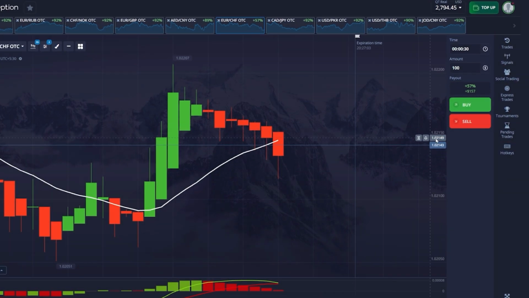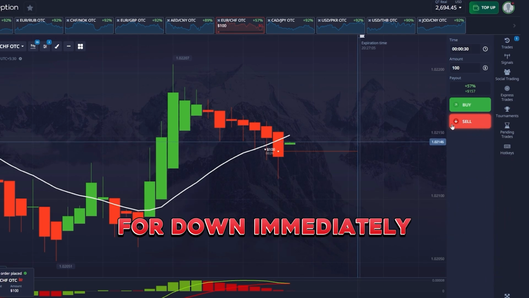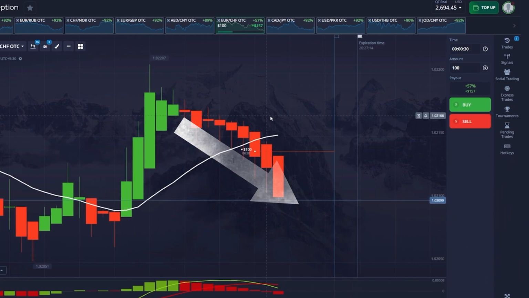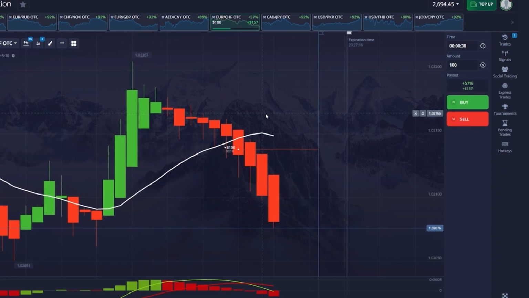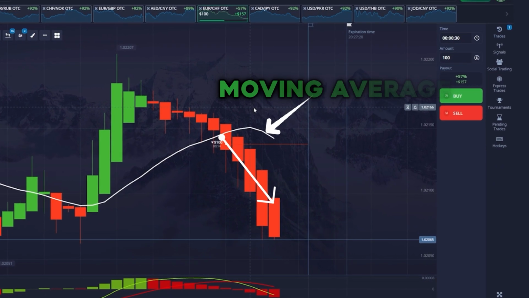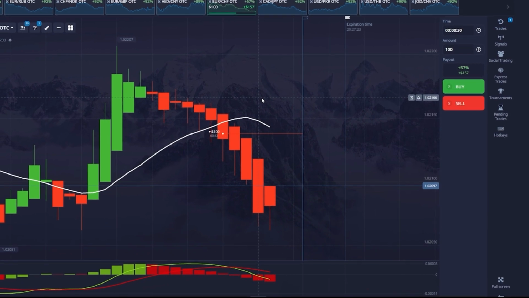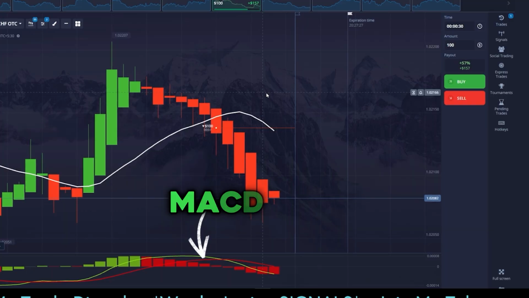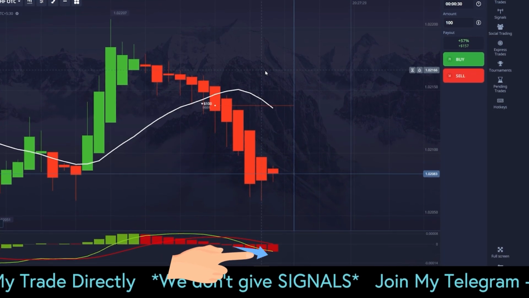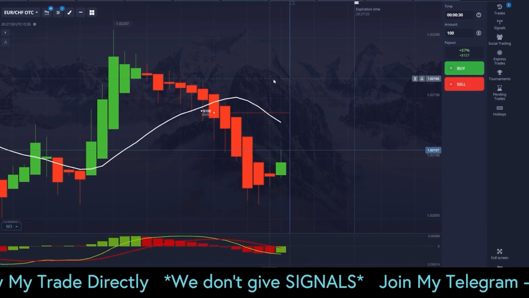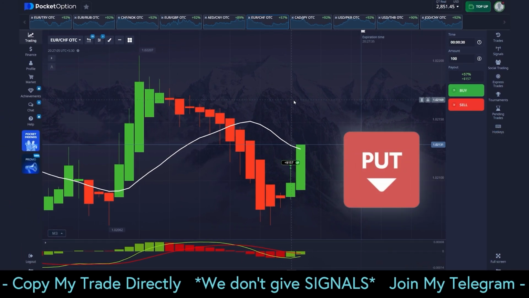So friends, let me show you by placing a trade for down immediately, and the reason for placing this trade is that a new trend of down has formed, and the candles that are being formed in the market are being formed below the line of this moving average. So 2 confirmations for down are complete. We will take the third confirmation from MACD that here bars are forming below the 0 line and there is a green line below the red line. All the confirmations are telling us to go down, and that is why the result of this trade was green.